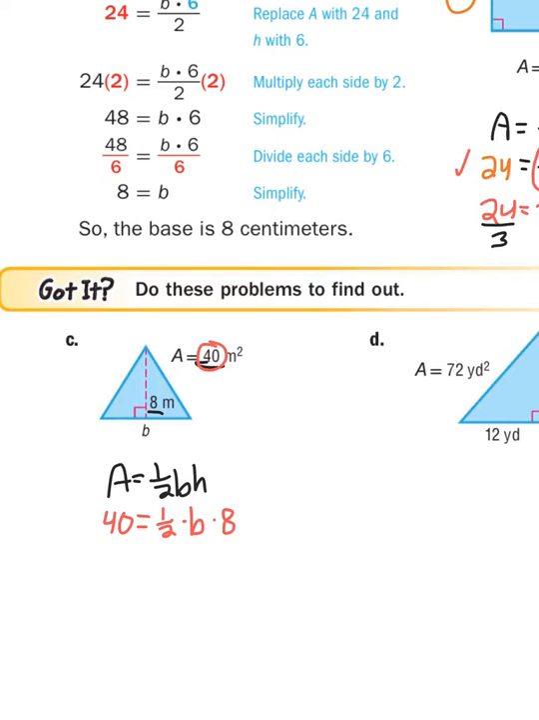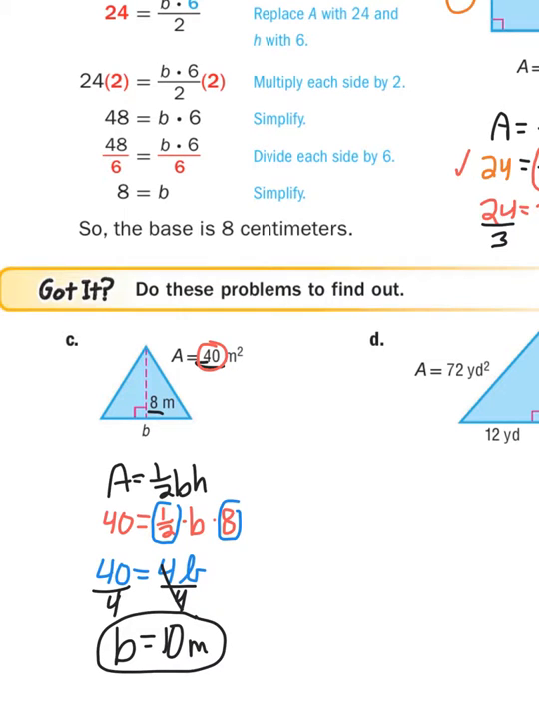All right, so let's see how you did. So I'm going to simplify the half times the 8. And by the way, that's 4. Half of 8 is 4. So I'm going to rewrite it: 40 equals 4 times B. Okay, if you made it that far, then you could do the rest. Just figure out what B is. Divide by 4. Divide by 4. Cancel. B, the base, is 10 meters. Remember, it is not square meters because it is just the base. Only area is square meters.